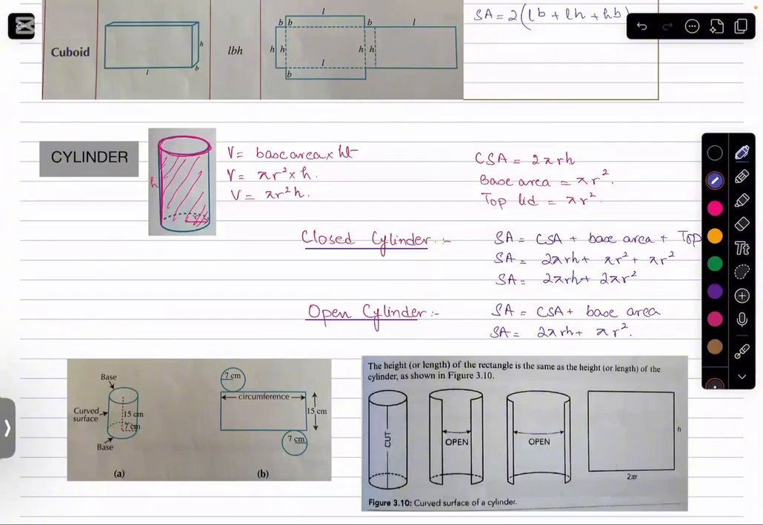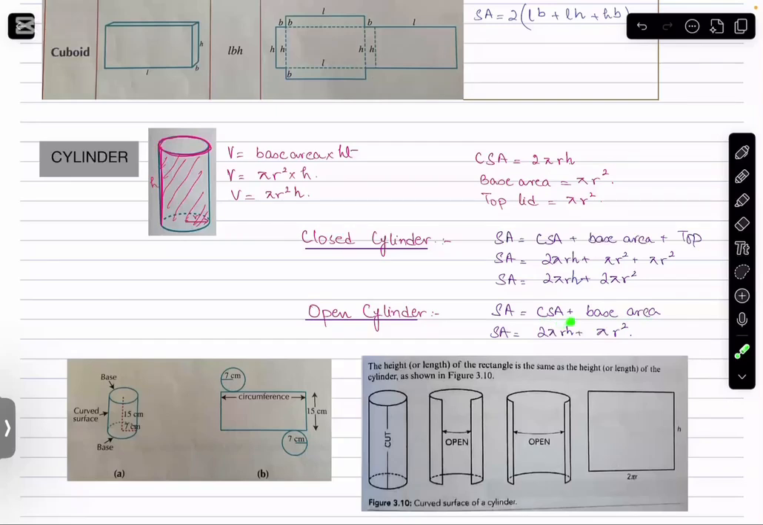Just imagine the Pepsi can or 7-Up can or any can that you have. So if the top is just open, then obviously to get the surface area, I will say that there is no top. Therefore, it's just the base area which will be left with you, and then the curved surface area. So we have 2 pi r h plus pi r square.